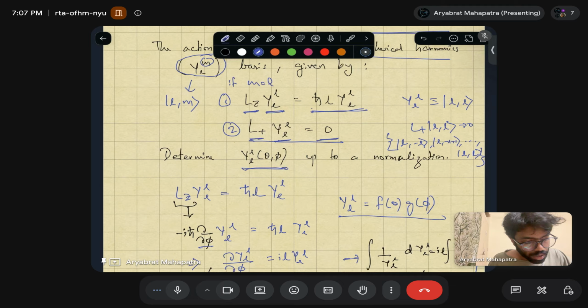If it had been Y L minus L, then L minus could have made L minus L go to 0, because that is the lowest state.